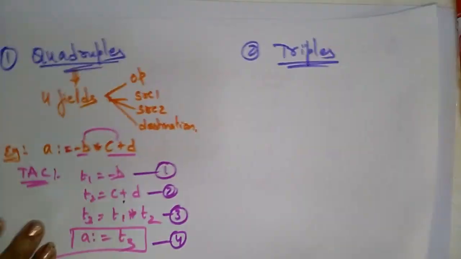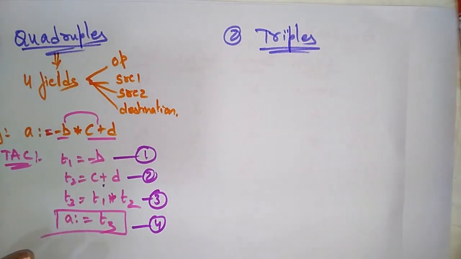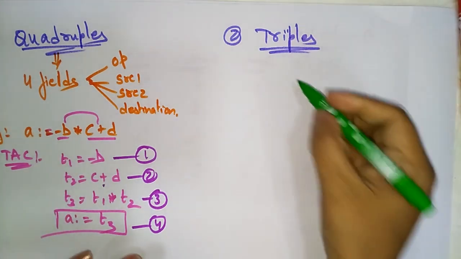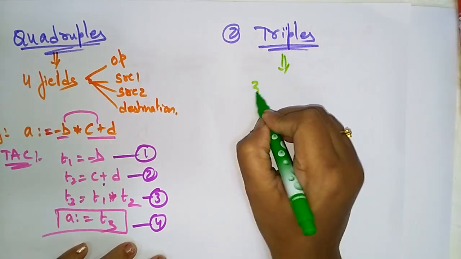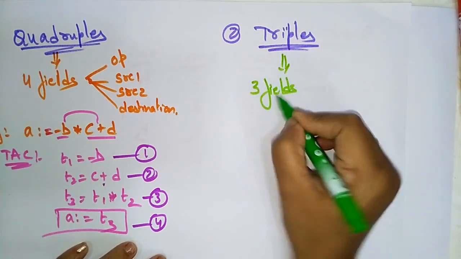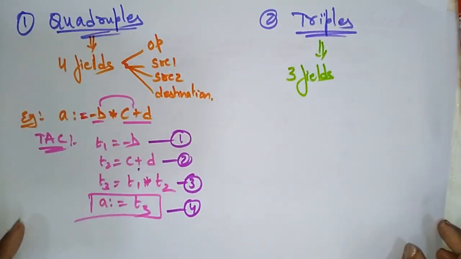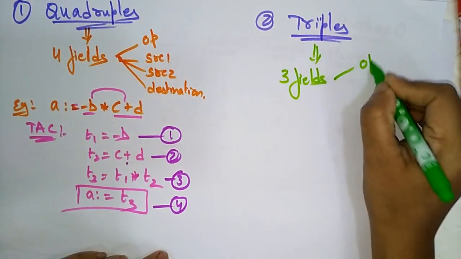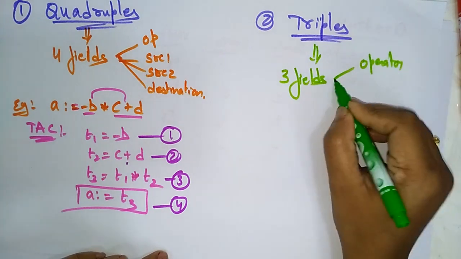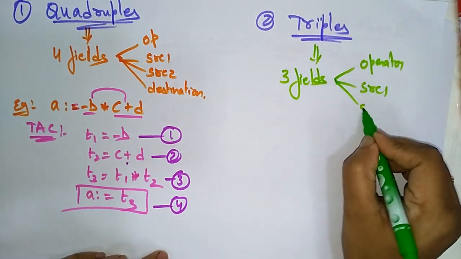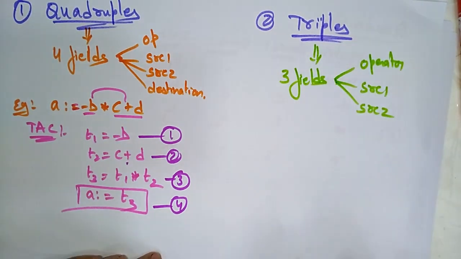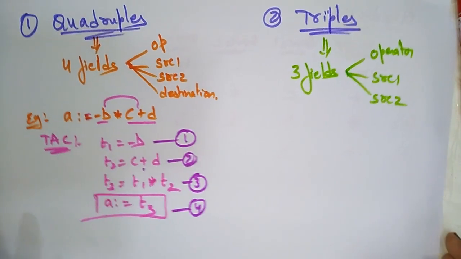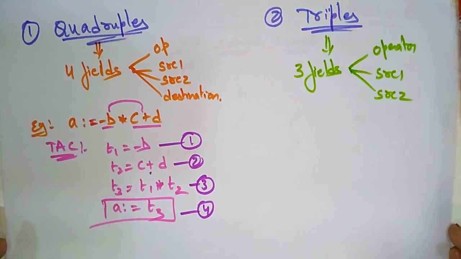Now let's see the triples. What is this triple? The name itself is saying it has 3 fields. So what are the 3 fields for these triples? The 3 fields are nothing but operator, source 1 and source 2. That's it. There is no result for the triple.